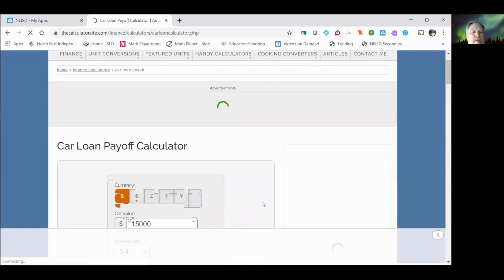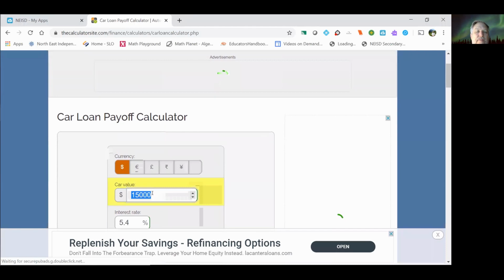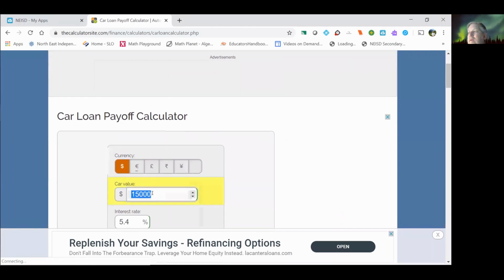All right. It asks what currency we want to use. We want to leave it in dollars. It said 5,500. The interest rate was 4%.